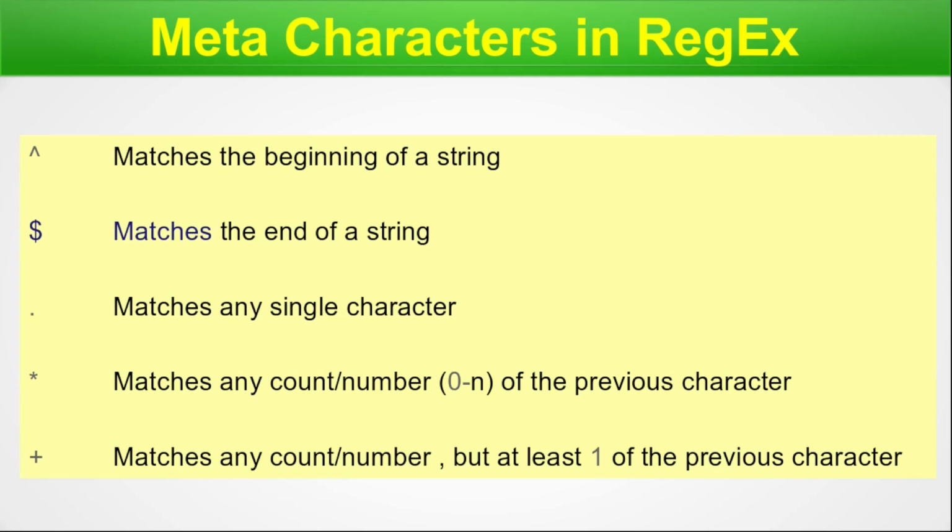Now let me bring my mouse to show the difference between the star and the plus. I think these three are very straightforward to understand. This is for the beginning of a line or string, this is for the ending of a line or string, and this matches any alphanumeric character. Any means any. Star matches 0 to n times of the previous character. It means that whatever character we place the star after, that particular thing should be matched 0 times or up to n times. For plus, this matches only at least 1 time.